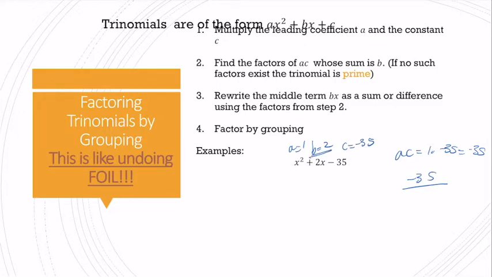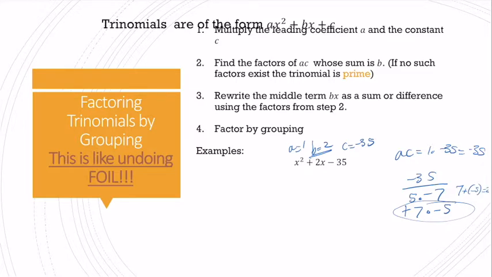So one of my factors is going to be positive, and the other factor is going to be negative. So I could have 5 times -7. Well, that adds up to -2. What about positive 7 times -5? Well, that adds up to positive 2, right? 7 plus a -5 is 2.